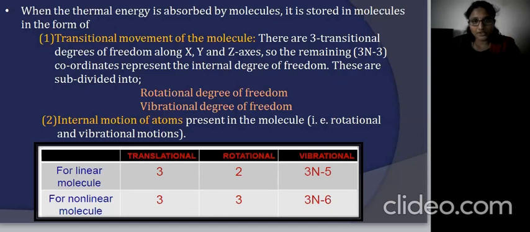So the internal motion of atoms present in the molecule also plays a major role. For linear molecules, the translational and rotational degrees are 3 and 2, and the vibrational is 3n minus 5. And for non-linear molecules, both the translational and rotational are 3, and the vibrational is 3n minus 6.